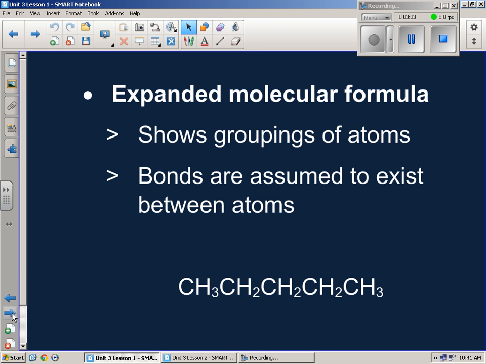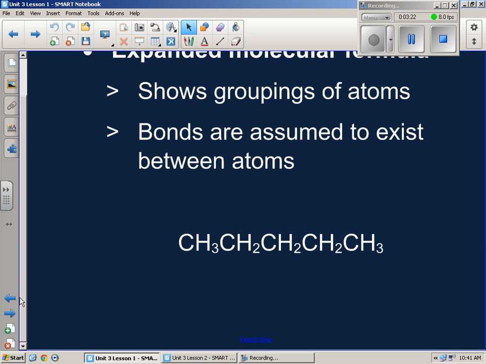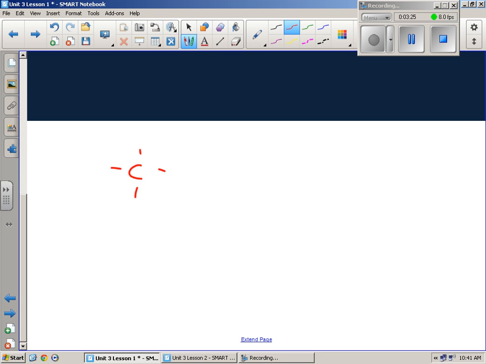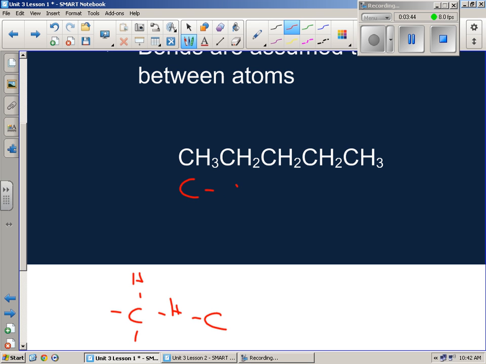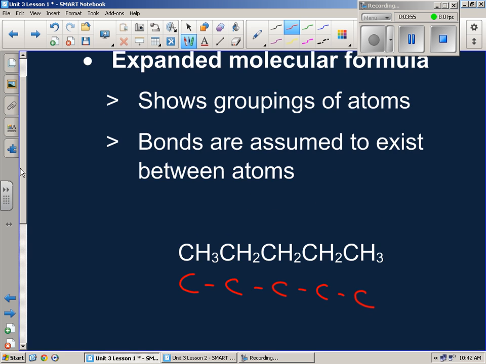C5H12. Expanded molecular form does show groupings of atoms, and bonds are assumed to exist between atoms. We don't show them, but you know there's CH3 linked to CH2 to CH2 to CH2 to CH3. I think I did this last day for you as well. Obviously, guys, carbon can have 4 things around it, so you wouldn't do this, correct? That can't happen, because hydrogen can only form 1 bond, because it's only got 1 valence electron. So that's not an option for you. When they draw this, they're telling you it's C to C to C to C to C, and then the rest is filled in with H's. That's something we look at in the next structure. So that's called the expanded molecular form.